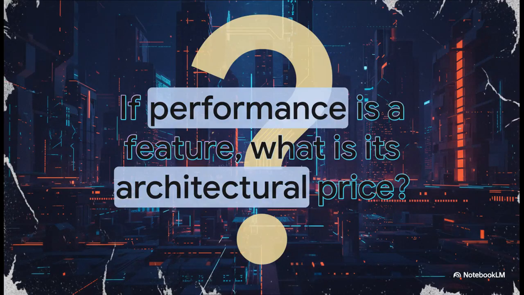And this brings us right back to where we started. V-Engine proves that elite performance can be achieved by design. It's not luck. But this level of discipline comes at a price. It's the price of rigor, of strict rules, and of rejecting convenient but inefficient patterns. And it forces us to ask a really important question. If performance is a feature, what is its architectural price?